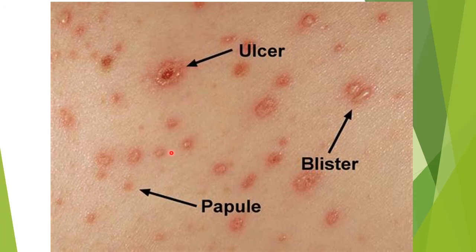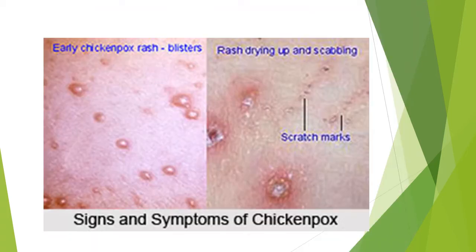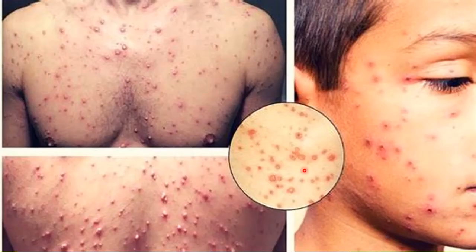So these are the rashes of chickenpox in different stages: the papule, the blister or the vesicle with a classical dewdrop on rose petal appearance, and the ulcer, which is most probably due to excoriation. So this is also the early and the late stages. This is another picture of a child with chickenpox.